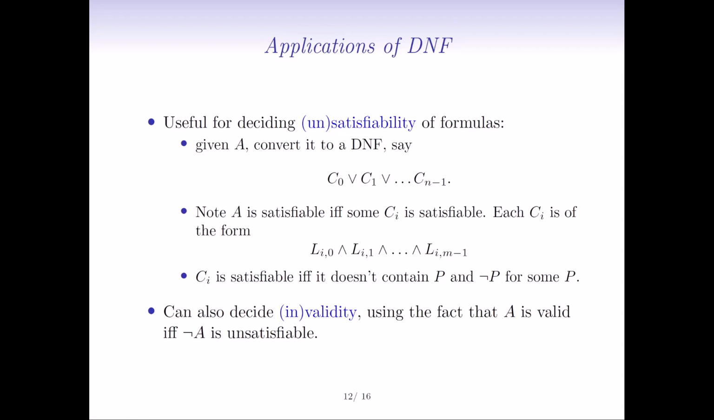So given an answer to the satisfiability of not A, I can also get an answer to the validity of A. And the same would be true the other way around, but this is the right way to think about things for DNFs.